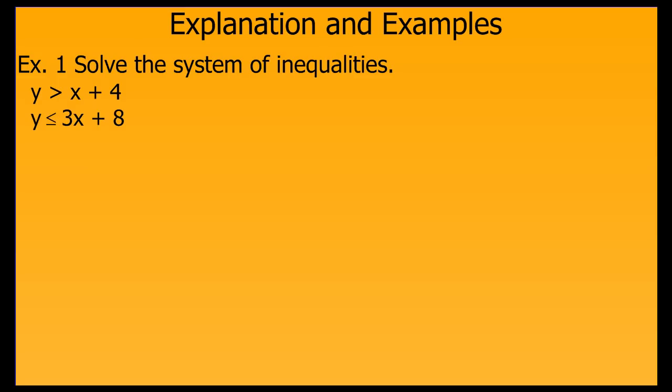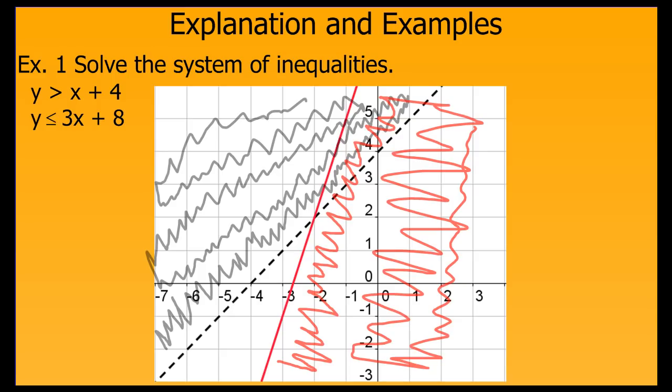To solve a system of inequalities, I graph each inequality on the same coordinate plane. In this case, I graph the first inequality, y is greater than x plus 4, in black. Note that it's a dotted line since it's just greater than but not equal to, and then I shaded above the line since it was greater than. I graphed the second inequality, y is less than or equal to 3x plus 8, in red. This one gets a solid line since there's an equal sign, and I shaded below the line.